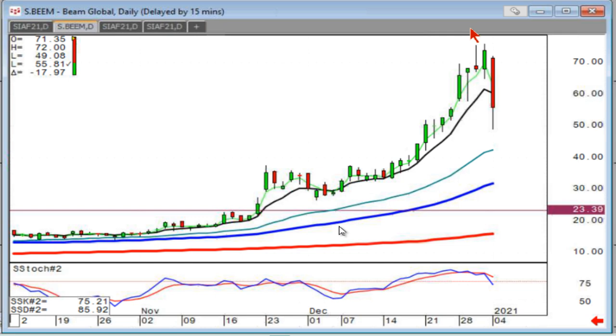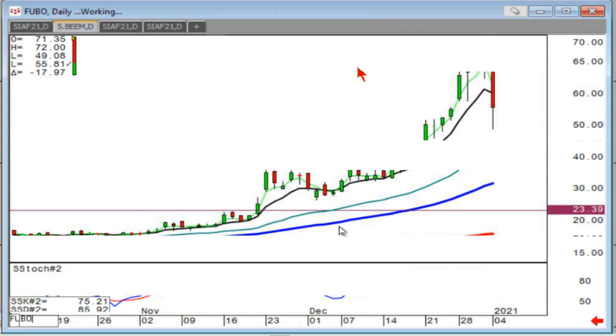Gap up, hanging man, shooting star. Where was a logical place to put your stop? Down here. Because if it came back through that level, it's coming back to at least test the T-line. So again, this is not rocket science. This is just following simple rules.